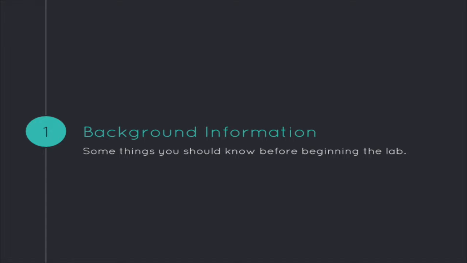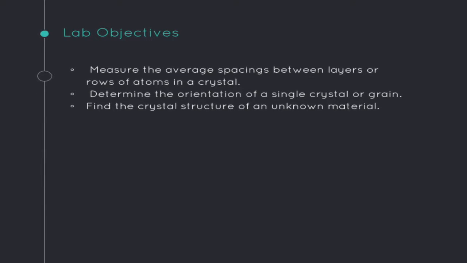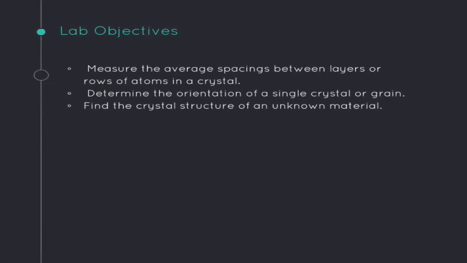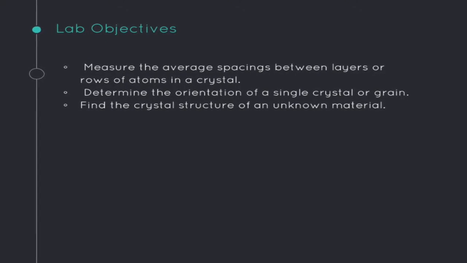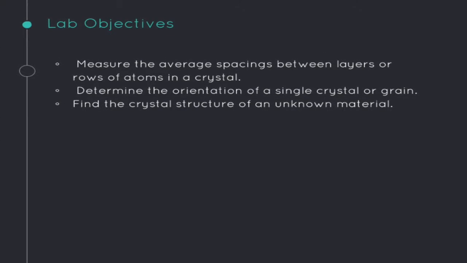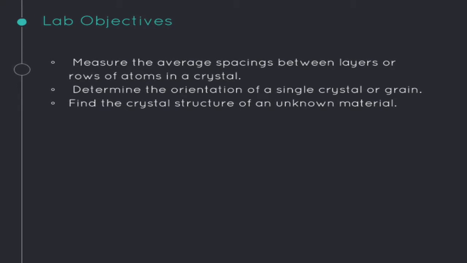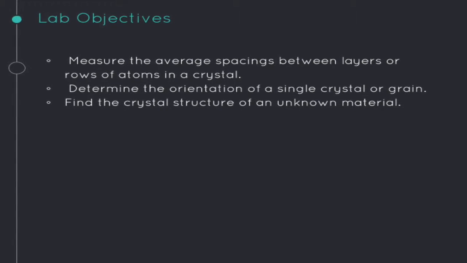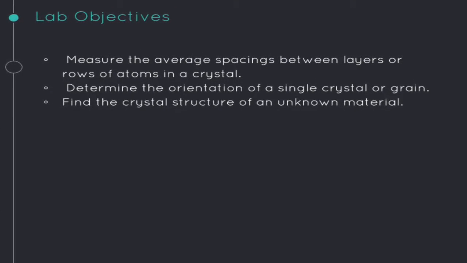Here is some background information on things you should know before beginning the lab. There are a few simple objectives to keep in mind during this lab experiment. The first is to measure the average spacing between layers or rows of atoms in a crystal. The second is to determine the orientation of a single crystal or grain, and the third is to find the crystal structure of an unknown material.